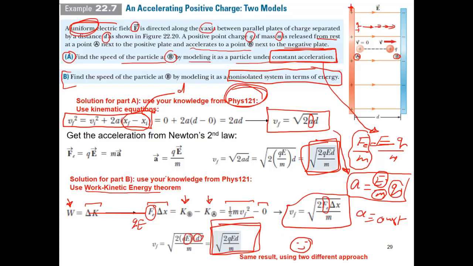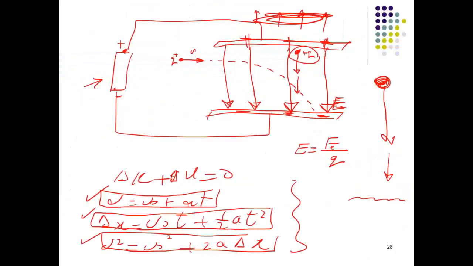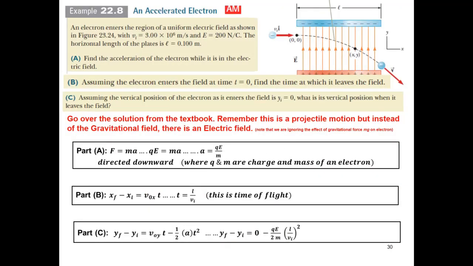Kinematic equations don't care if the force is a gravitational force, as in Physics 1, or an electric force in Physics 2. Now, my next example will be something I also mentioned in projectile motion. Again, it's a skill that we learned from Physics 1. Here, an electron enters the region of a uniform electric field, as shown in the figure. The initial velocity of the electron is given, the electric field is given, and the horizontal length of the plate is given, so L.